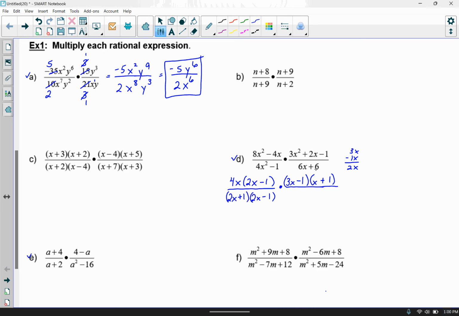On the bottom, that 6x plus 6 is a 2 term. It has something in common. I can pull out a 6. Write what I have left over, x plus 1. Now let's go through and cancel out any factors that they have in common. Remember, you can cancel out top to bottom, but never side by side. So in the first rational piece, I have 2x minus 1s that can cancel out. In the second one, I've got x plus 1s that can cancel out.